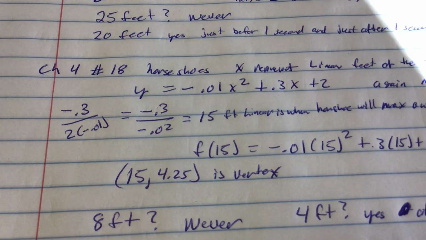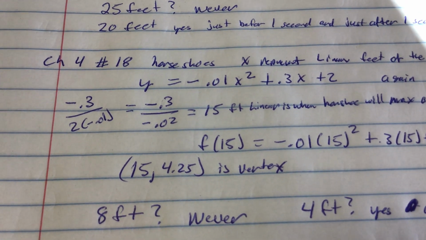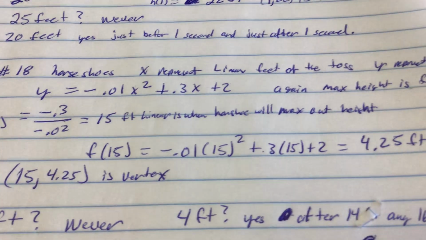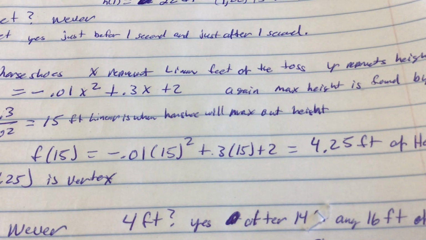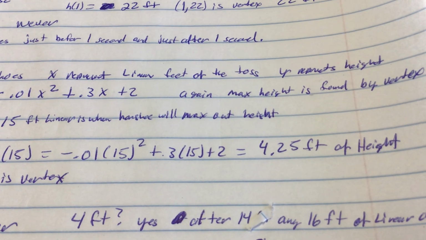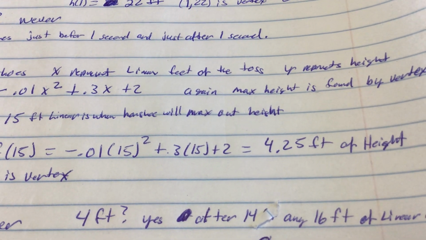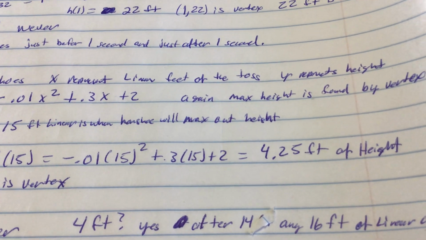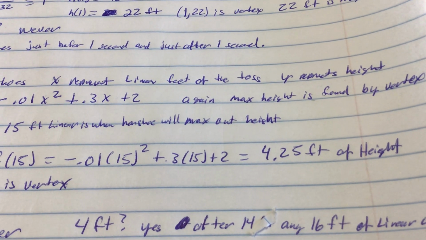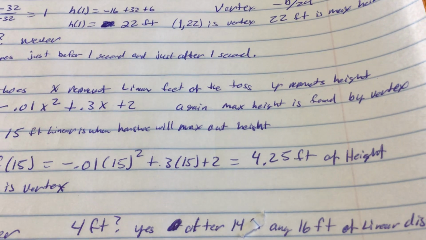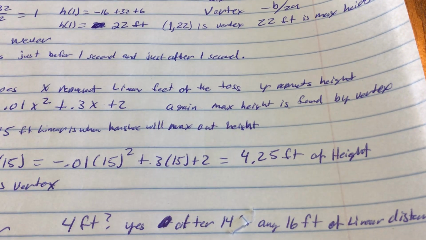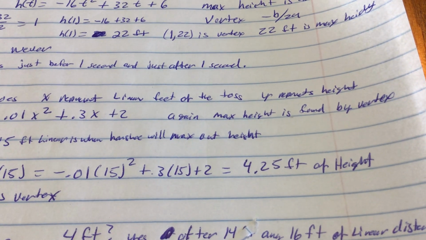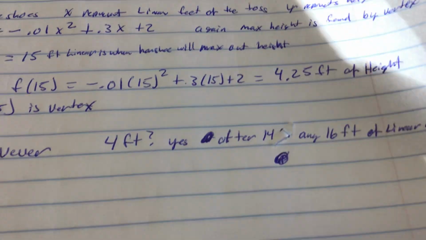Will it reach 8 feet? Well, never. It's only going to reach 4.25 feet. Will it reach 4 feet? Well, yes. Probably right around 14 feet of linear distance and 16 feet of linear distance. Because remember, at 15 feet, it's going to reach the 4.25. So probably on the way up at 14 feet away from you, and on the way back down at 16 feet away from you, it will reach that height of 4 feet. That's the review. Have fun taking the test.